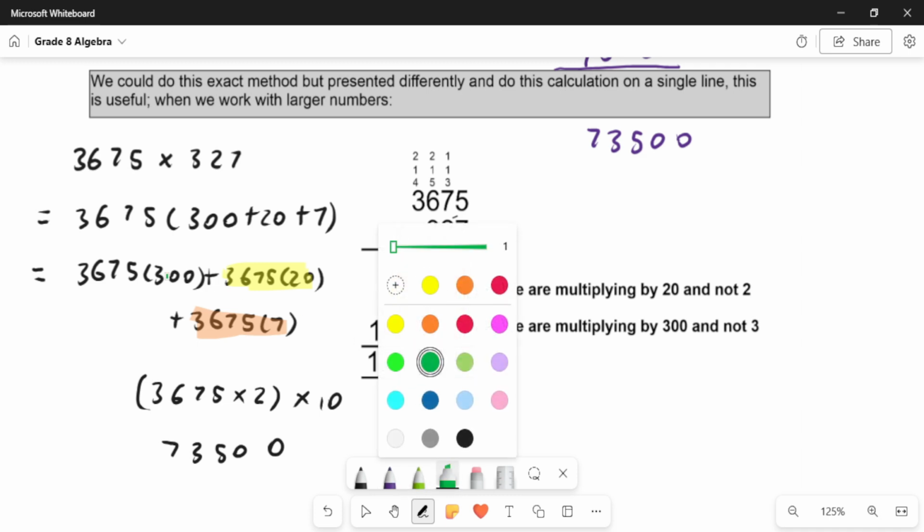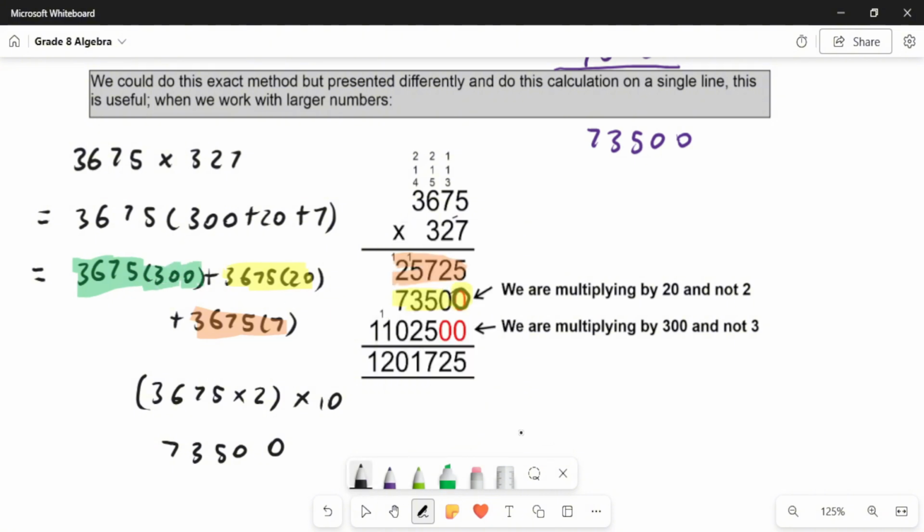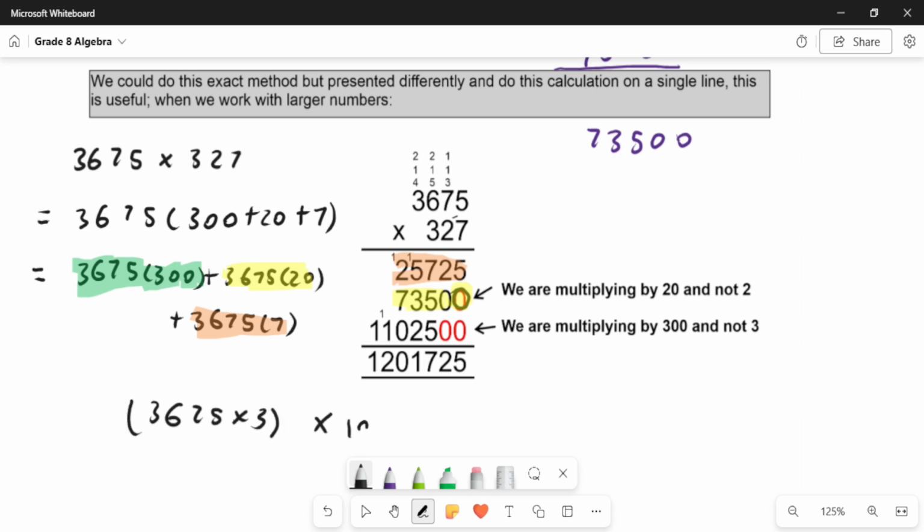Then if I move on to the green part, 3675 multiplied by 300, what do I need to do? 3675 multiplied by 300 is the same as 3675 multiplied by 3 first, then multiply by 100. Because I know my 3 times table, I do not know my 300 times table. If I first multiply this entire result by 3, I'll get this here. And if I then add these 2 zeros at the end, because I'm going to multiply by 100, then I'll get the full result. And so what we have here now is this part here.